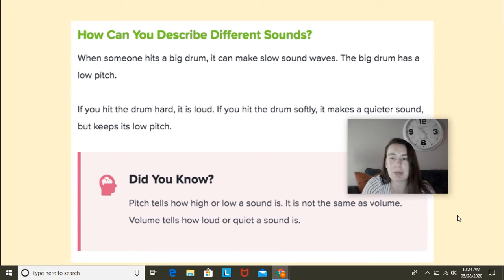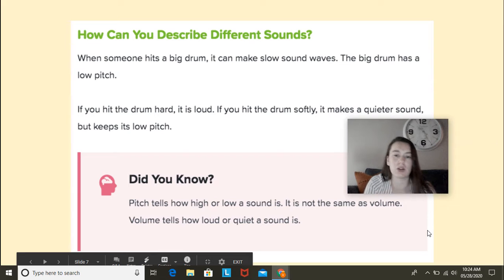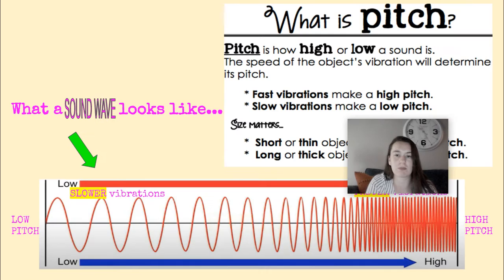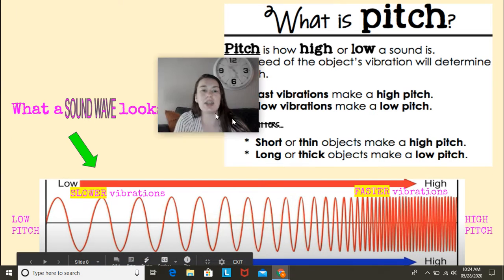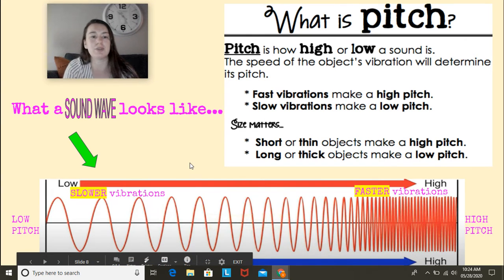Did you know that pitch tells you how high or low a sound is? It is not the same as volume. Volume tells you how loud or how quiet a sound is. So pitch is how high or low the sound is, and volume is how loud or quiet the sound is. So what is pitch? That's what we're digging into deeper. We've talked about that a lot.